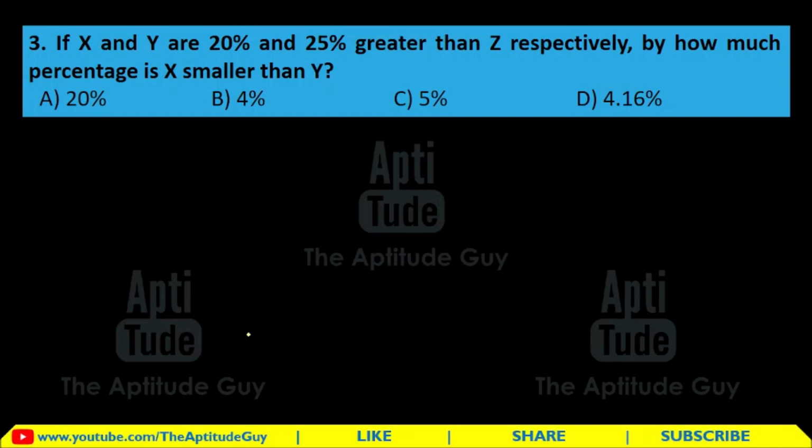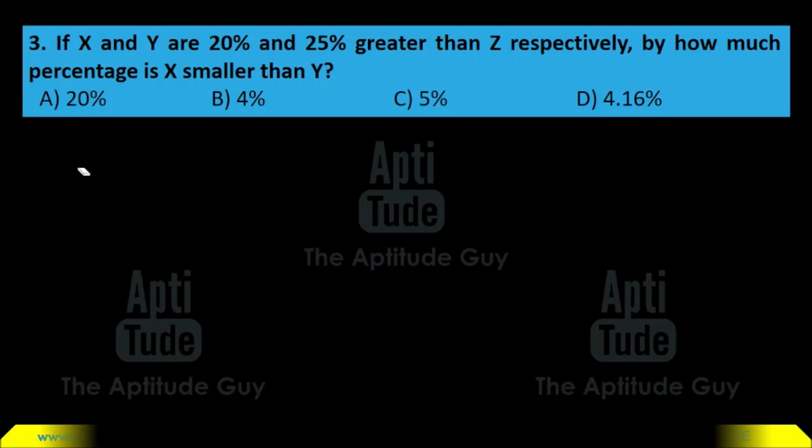Alright, let's do it. X and Y are 20% and 25% greater than Z respectively. By how much percentage is X smaller than Y? I absolutely love this question because of the options. No matter what kind of mistake you made, your wrong answer will be there in the options over here.